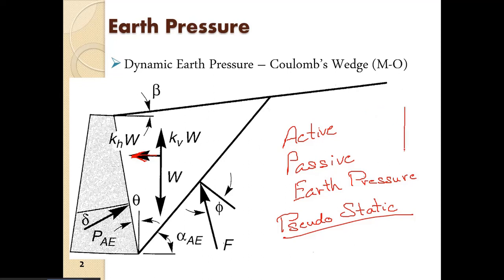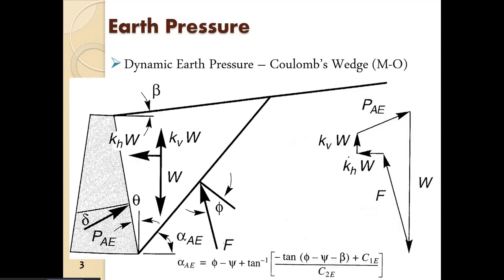So we have the W, we have the reaction force F, then we have the horizontal force due to the pseudostatic assumption regarding the horizontal acceleration. Similarly we have the vertical force, and ultimately we close the force polygon and find out the resultant. So that is the dynamic earth pressure. In a purely static analysis, these two particular forces will not be there.